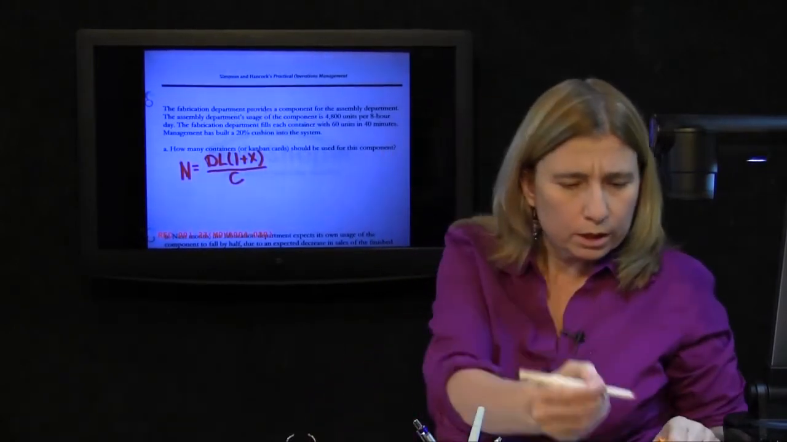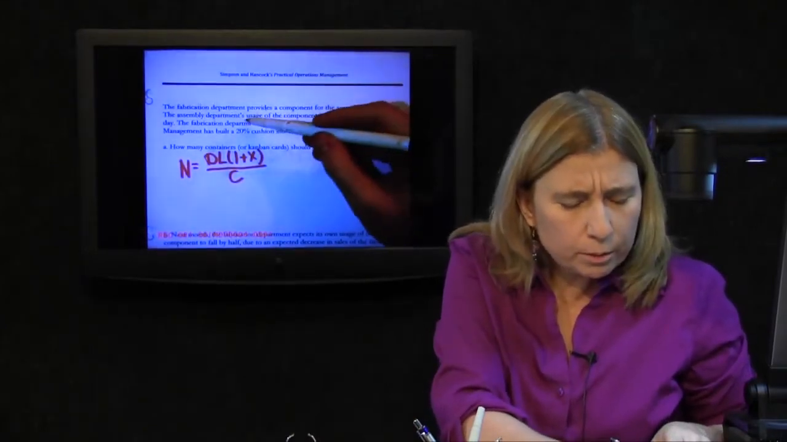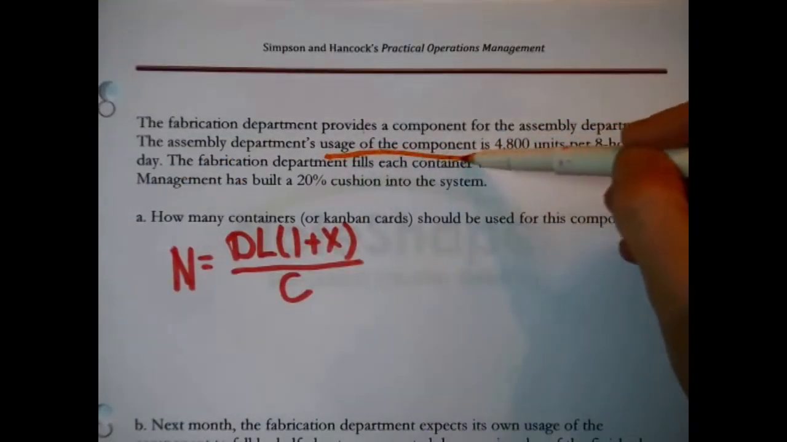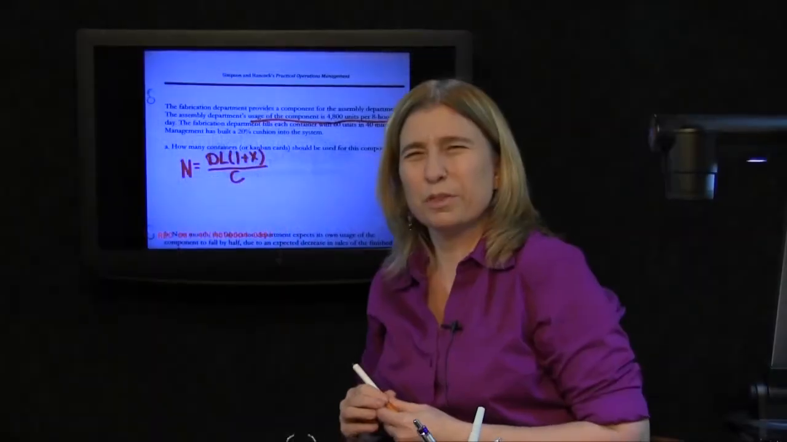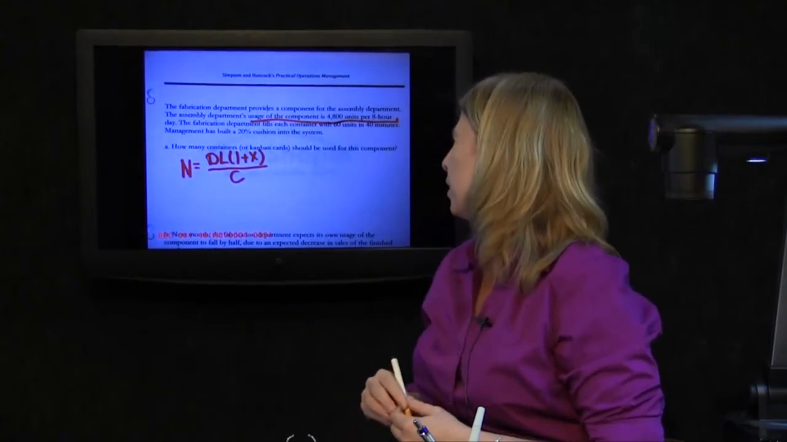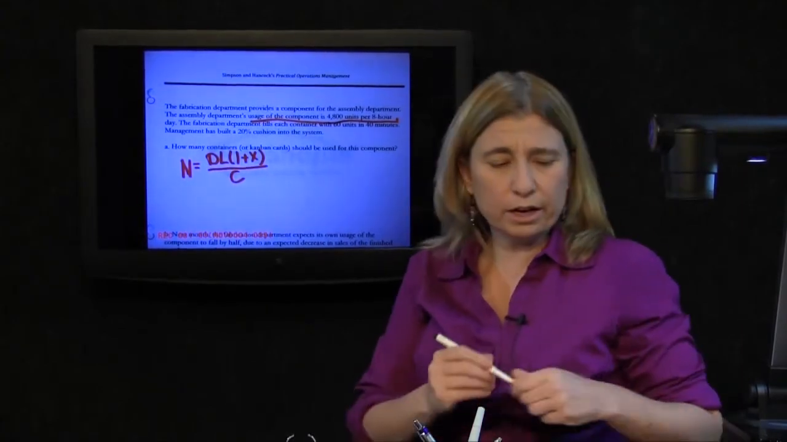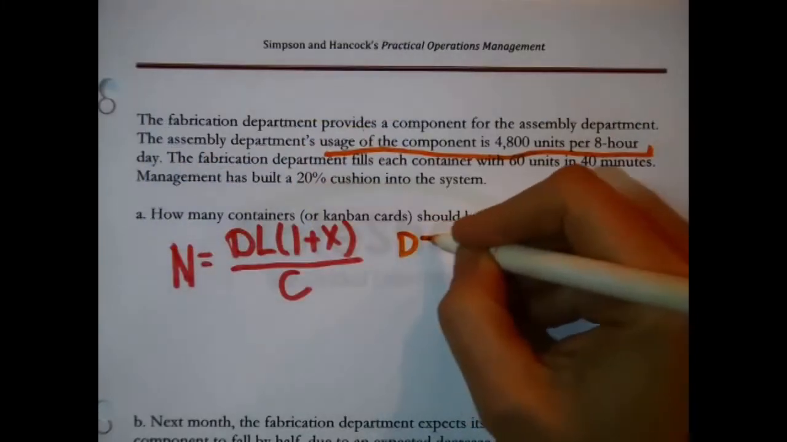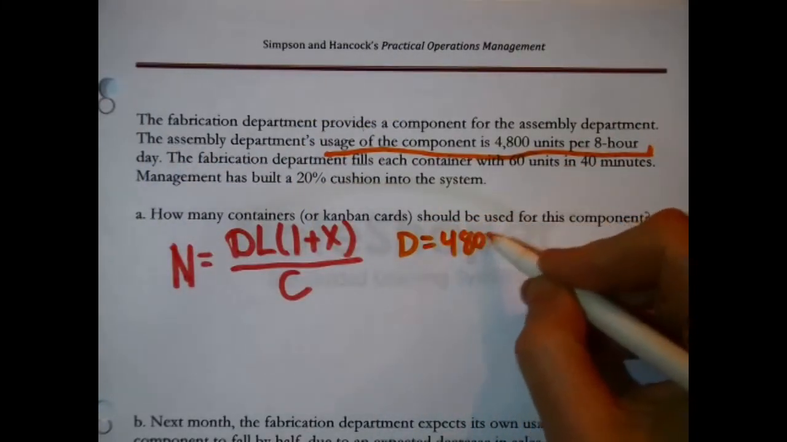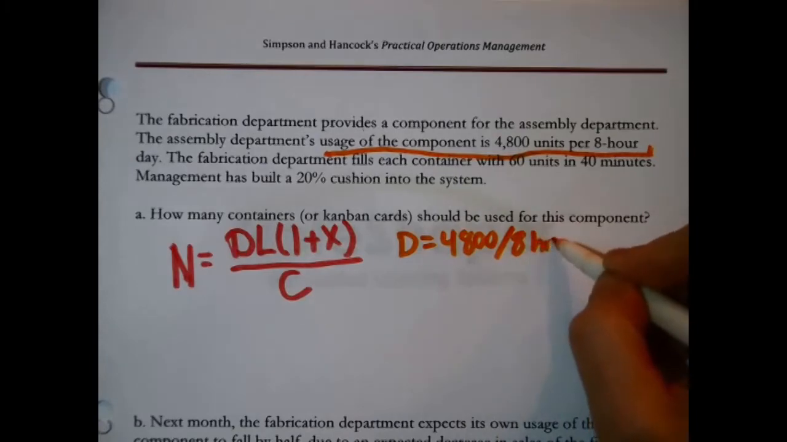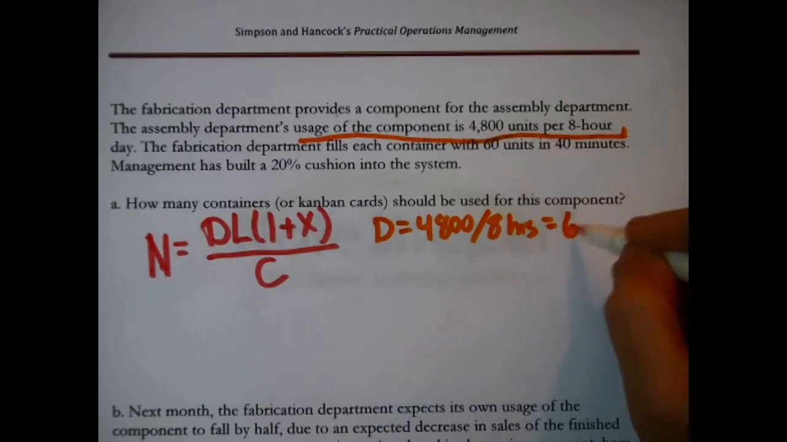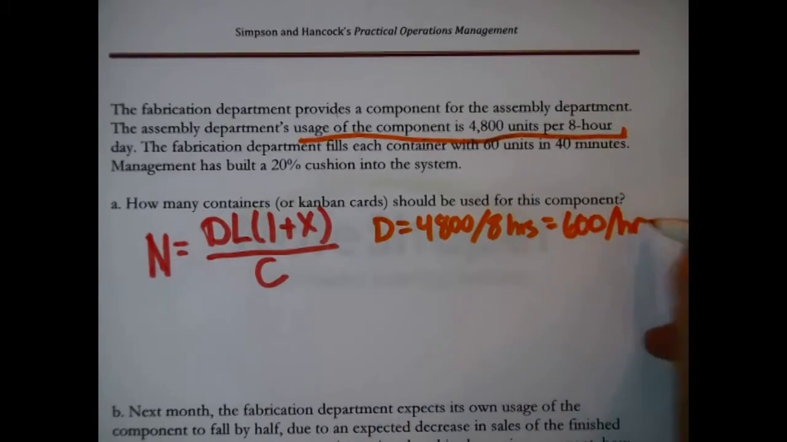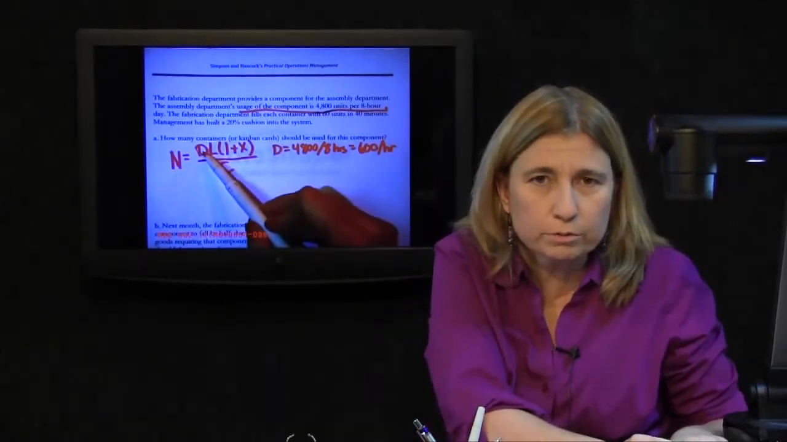Where is it? They said that the assembly department's usage, that's what we're looking for, how fast whatever's going to be governed by this Kanban card is being used up. There's the information there. It says 4,800 units per 8-hour day. 4,800 per 8 hours. Just logic. That is 600 an hour. Okay, fine. I found a number for D right there.